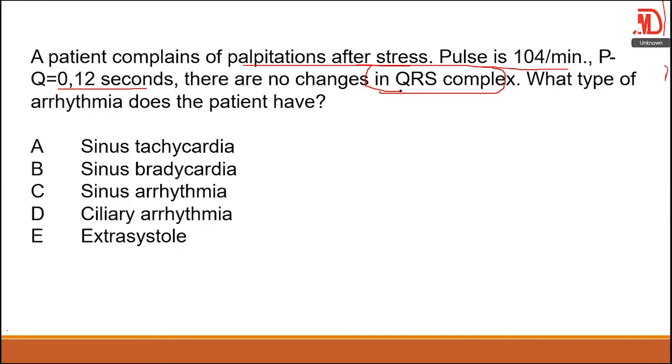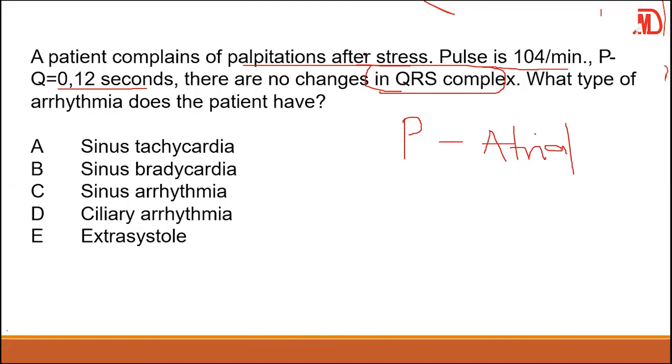So first of all, what does the QRS complex deal with? Is it the atrium or the ventricles? Ventricles. Good. What does the P deal with? Sinus. No, the atrium. The atria. Very good. So the P deals with the atria. Now, this patient is complaining of palpitation.